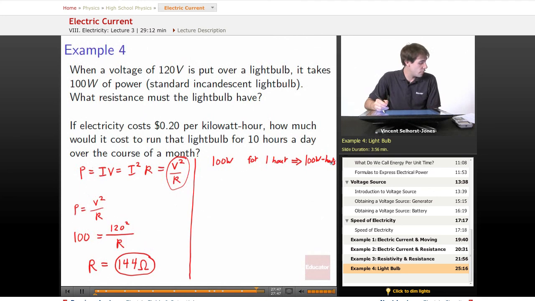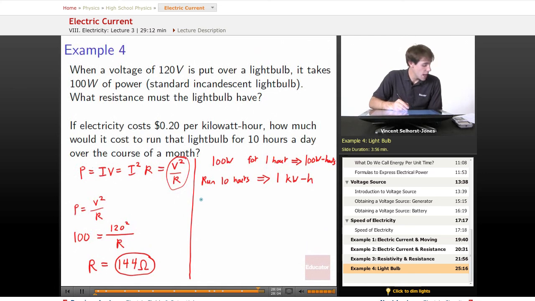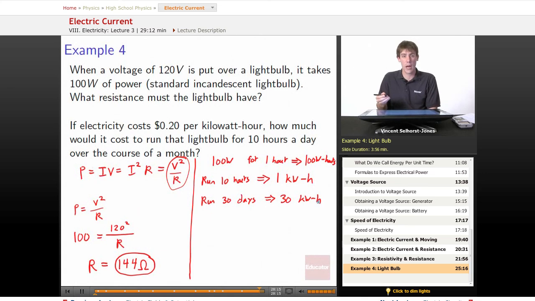If we're going to have that run for 10 hours in a day, then that's going to convert to 100 times 10, 1,000, or 1 kilowatt hour. Okay, so we've got 1 kilowatt hour per day. If we run that for 30 days, then we've got 30 kilowatt hours. And then if we've got 30 kilowatt hours used over the course of our month of 30 days, a reasonable length for a month, then how much would it cost?